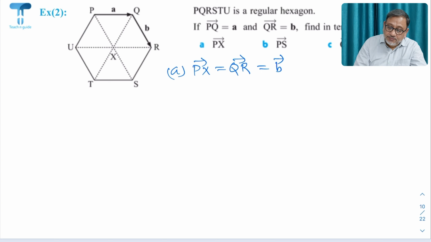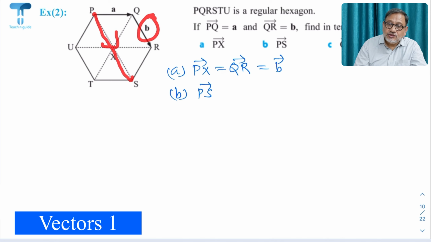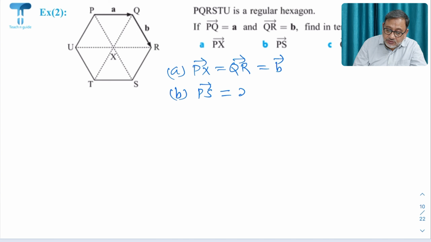Okay, now B part. B part is vector PS I have to find. Where is PS? PS is whole of this vector. Now PS is double of vector B. Okay, so therefore I will write PS is equal to 2PX, because PX already we found just now. Here PX is this, so I will write double of this. Okay, so 2 times of vector B.